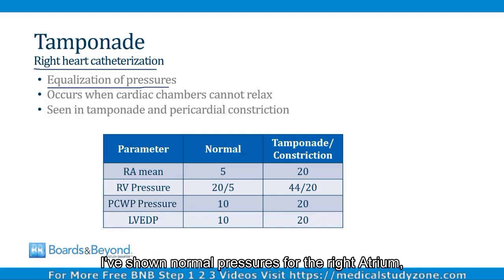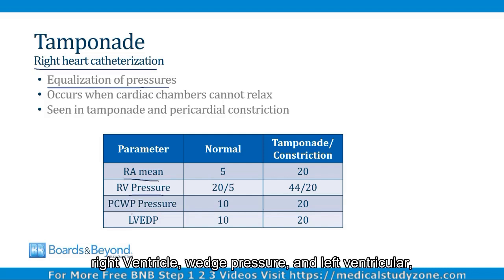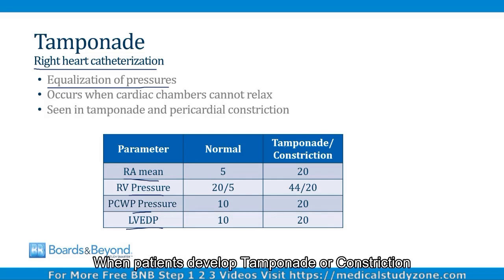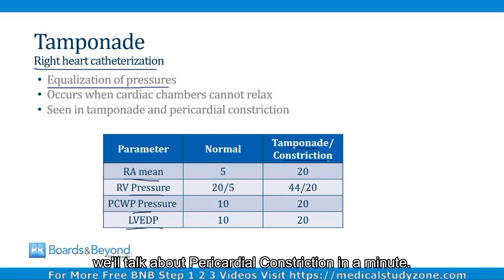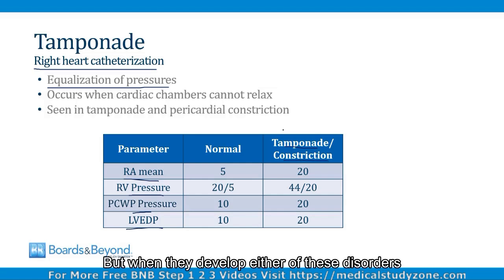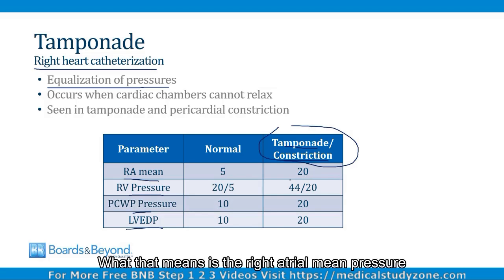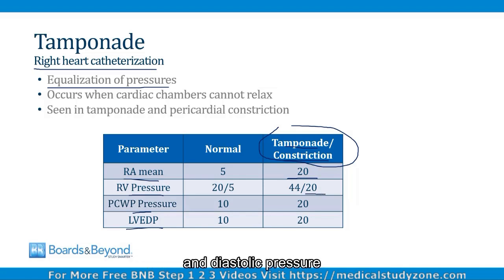I've shown normal pressures for the right atrium, right ventricle, wedge pressure, and left ventricular end diastolic pressure in the first column. When patients develop tamponade or constriction, we'll talk about pericardial constriction in a minute, but when they develop either of these disorders, they get equalization of pressures. What that means is the right atrial mean pressure becomes equal to the right ventricular end diastolic pressure, which is also equal to the wedge pressure and the left ventricular end diastolic pressure.